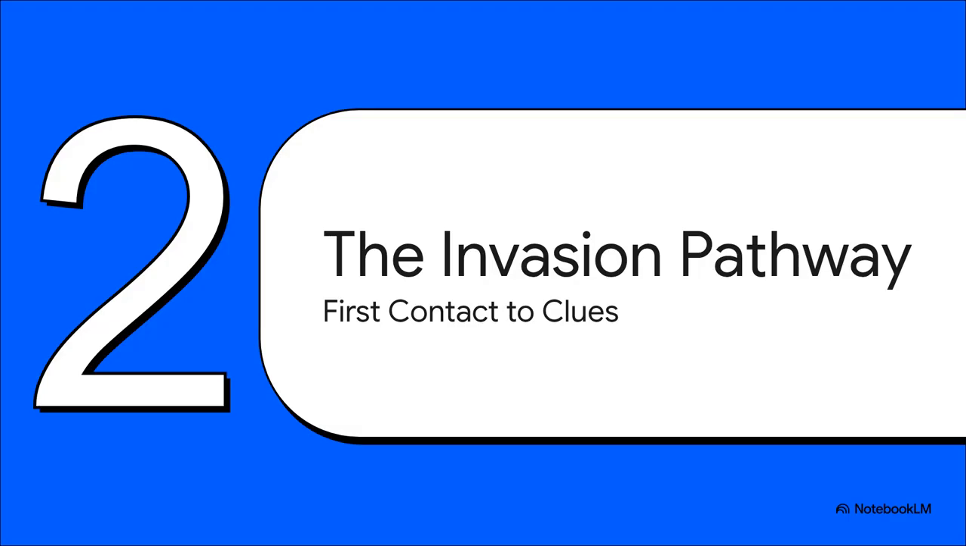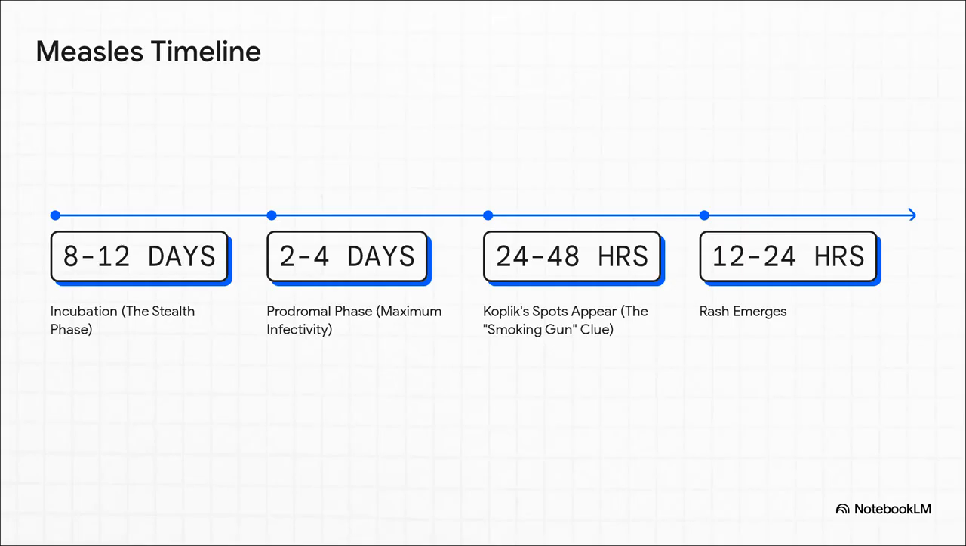Okay, we've got our suspects and we know how they operate. So now let's trace the invasion pathway. We're going to follow the trail of evidence they leave behind, right from the moment of first contact all the way to the telltale clues that finally give them away. Now, this timeline for measles is absolutely crucial. First, you have this stealth phase, the incubation, for about 8 to 12 days. The virus is there, but you feel nothing.